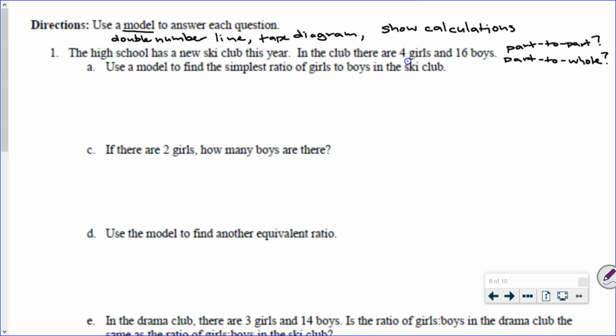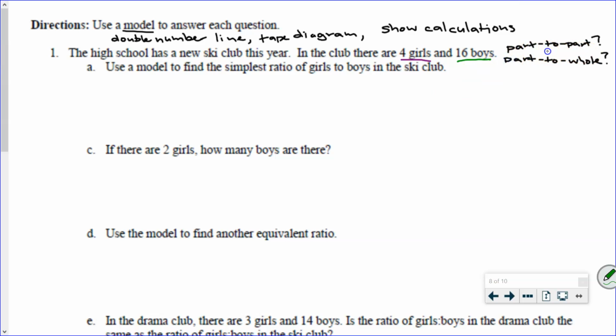Okay, that's a good thought, that they would give us the information for the whole entire thing, not just a part. Trinity, last comment. Good. And I'm just going to repeat what she said for the video. I need to practice doing that a little bit better. It gave us girls and it gave us boys. Did it give us the total number of people in the club? No, it gave us a part of the club, girls, and it gave us the other part of the club, boys. So this is actually a part-to-part ratio.